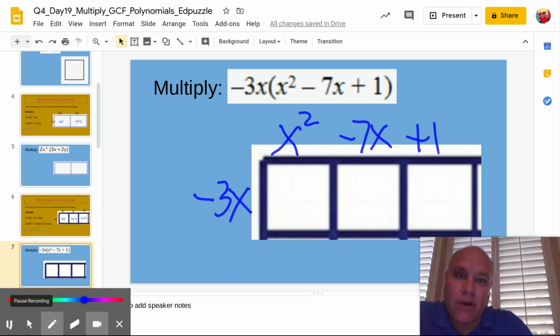I have set up the generic rectangle for you on this one. So we're multiplying negative 3x times x squared minus 7x plus 1. Figure out the answer and write it down for me, please.